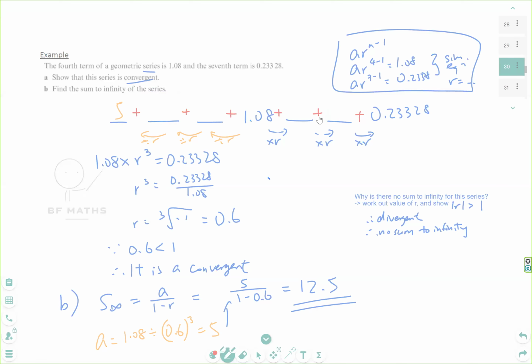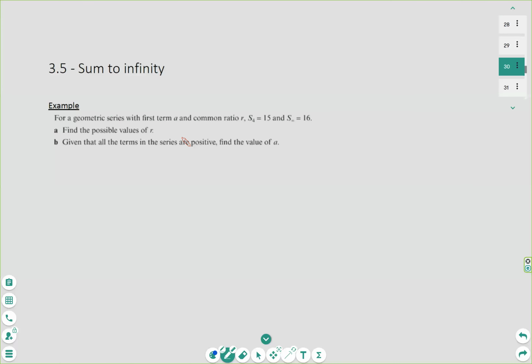Right, okay, so next one, example. For a geometric series with first term A and common ratio R, if you want to do that, you feel free to pause the video and have a go yourself, really. Find the positive values of R. So let's read the question. So what do we know? Find for a geometric series with the first term A and common ratio R, S4.